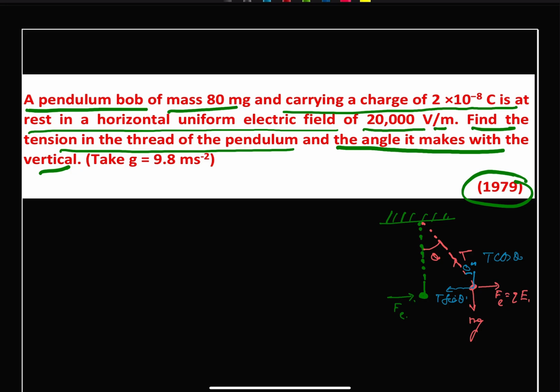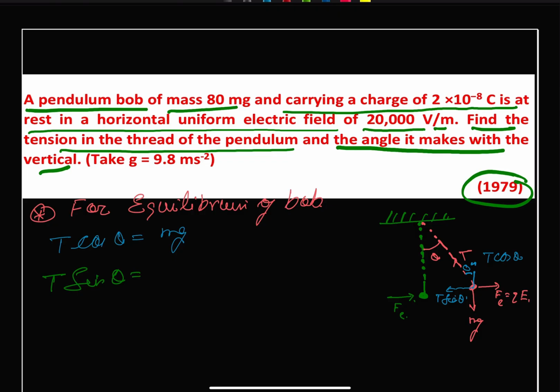So therefore, for equilibrium of the bob, the forces will be balanced in vertical as well as horizontal independently. Therefore we can write that T cos of theta is equal to mg, and we get T sine of theta is equal to our Fe, which is nothing but Q times E. Let us call these equation 1 and equation 2.